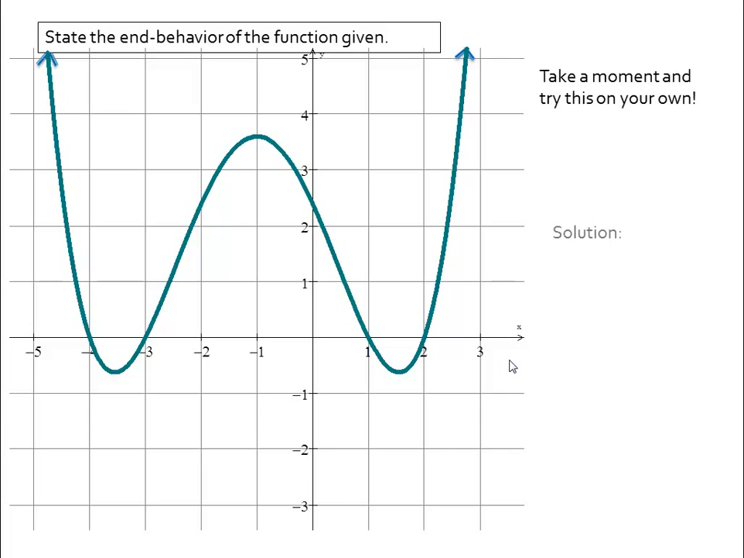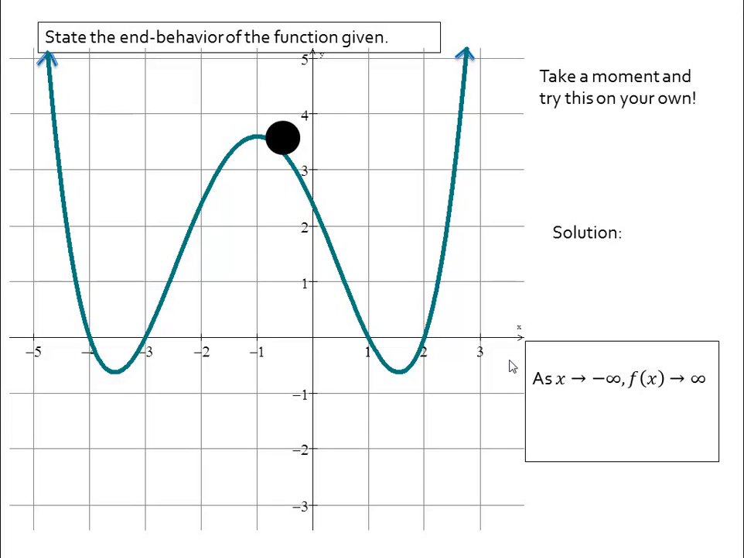So the solution for this one: if I start in the middle with the dot and go all the way to the left, I'll see that my y values are going up. So I would say, as x approaches negative infinity, f of x approaches infinity. And let's do as x approaches infinity, same type of thing. I move it all the way to the right. As x is approaching infinity, f of x is approaching infinity as well. So it looks like both arrows are pointing up, in short. Boom! That's how we solve these types of problems.